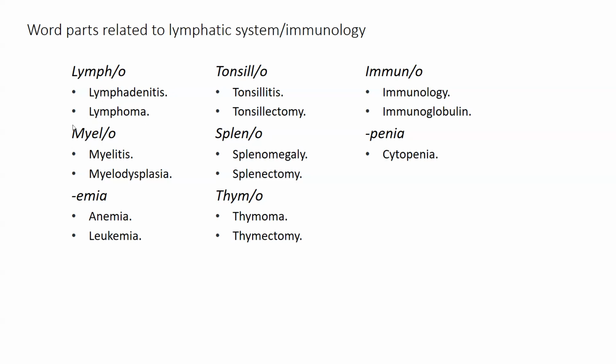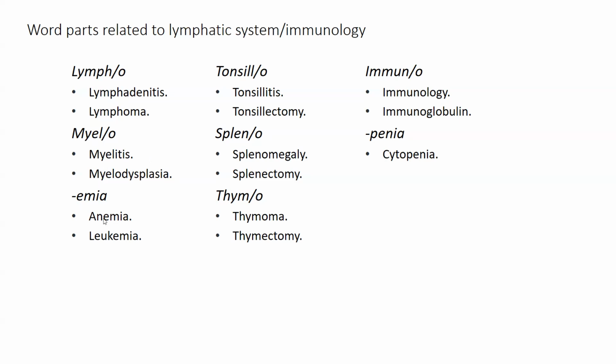Myelo, we saw this in the nervous system chapter. In this context, it means bone marrow. So myelitis would be an inflammation of the bone marrow. Myelodysplasia means a bad development of the bone marrow. So something's gone wrong in the bone marrow that creates the red blood cells, white blood cells, and platelets.